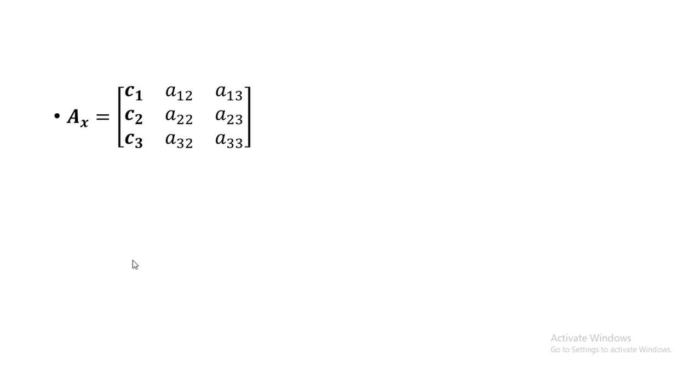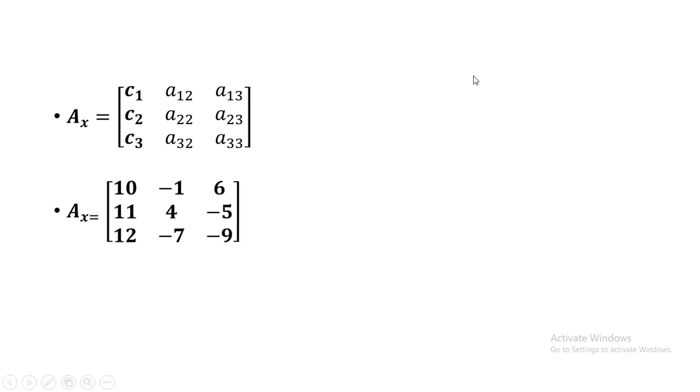Okay, when we want to find the determinant of A x, we're going to change the matrix. What we are going to do is substitute the first column of the coefficient matrix with the constant matrix. That means we substitute the first column of our original matrix with the elements of our B matrix, of our constants. So it's like C1, C2 and C3.